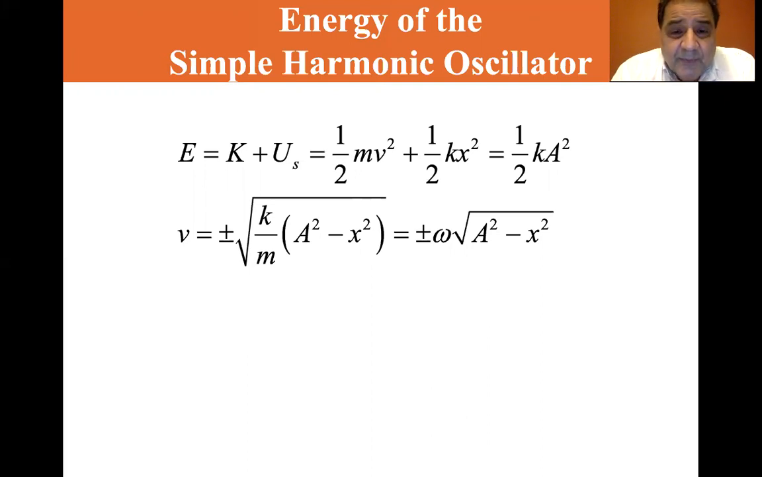But if you recall, omega is equal to the square root of k over m. So v equals omega times the square root of A squared minus x squared. And we can use this to find the velocity at any position. You can obtain the velocity at an arbitrary position x by expressing the total energy of the system at some arbitrary position x.